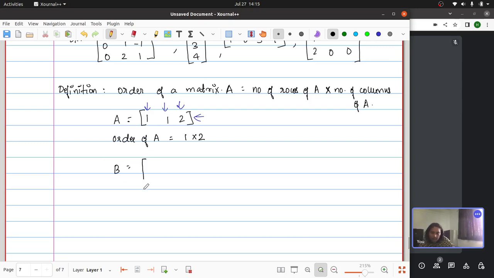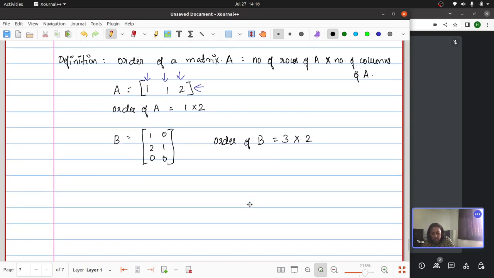Let us look at this matrix. So order of B, you first count the number of rows, which is 3, and then the number of columns, which is 2. So this is 3 cross 2.